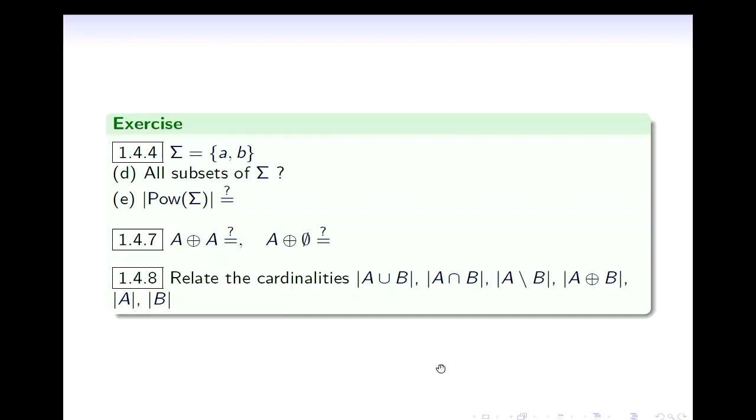How many proper subsets do we have? Proper subsets would be only 3, yes, because the last one, A and B itself, is not a proper subset. So the size of the power set of sigma is? Size of the power set is?